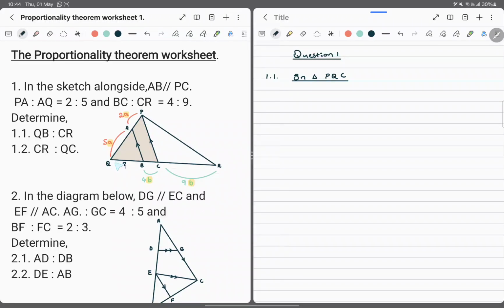So first of all, what do we know? We're interested in QB. So we can say QB over BC must be equal to QA over AP, right? Because this fits well into the proportionality theorem. So we say this is the proportionality theorem. We always state what is parallel. AB parallel to PC.